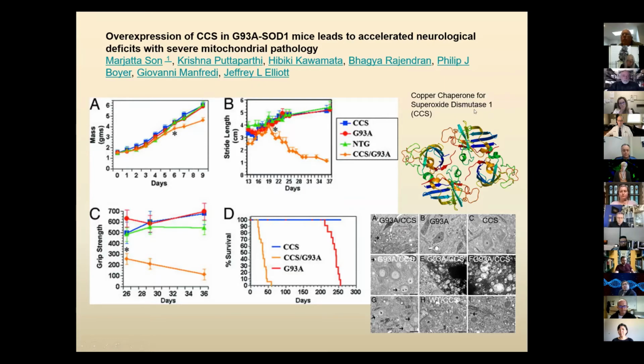So Jeff Elliott's group made a transgenic mouse that overexpresses CCS, and the idea was that this could improve the mutant SOD by giving it more copper, which would be a structural stabilizer for the mutant protein. What they found instead was that in the line you can see right here on this figure, which overexpressed CCS, the mice got sick really, really fast. They went down in less than 60 days.